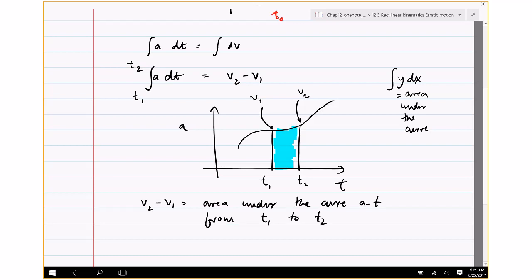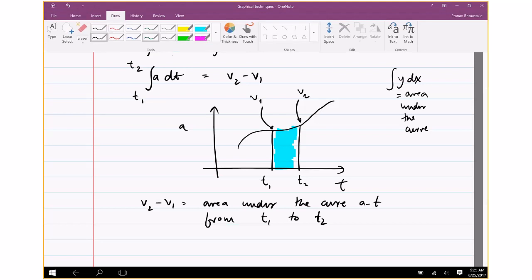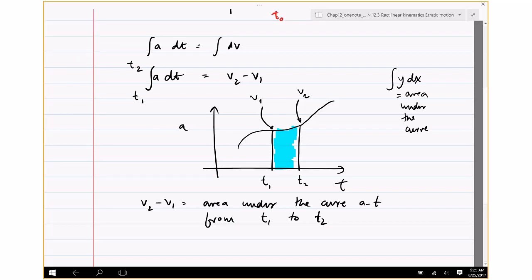Now for this curve, I just drew some curve, but most of the time you'll have triangles and squares, so it's very easy to compute the area. Yeah, question?